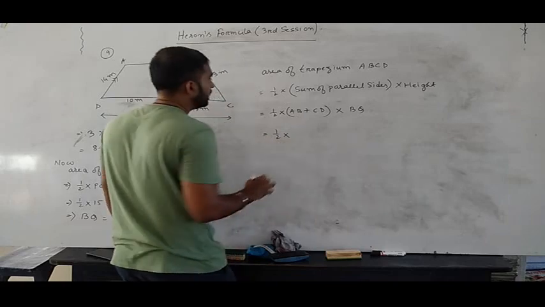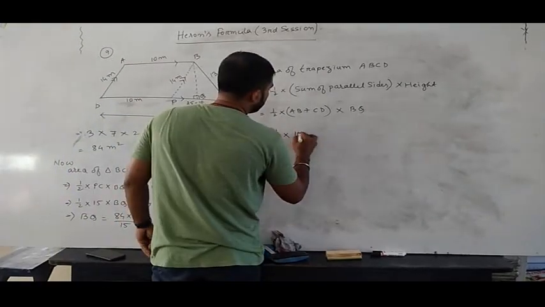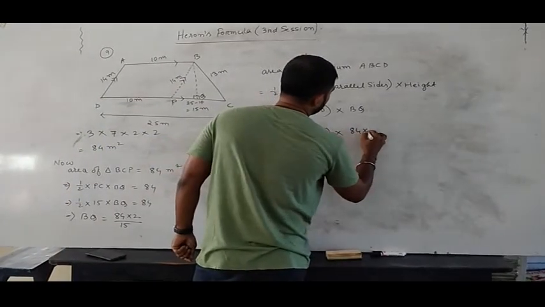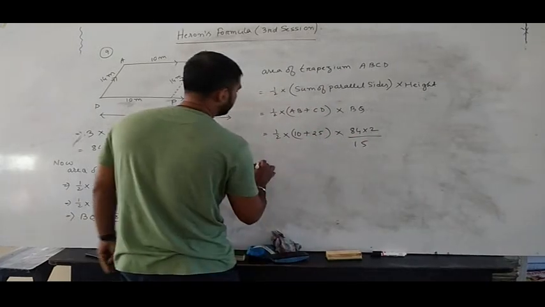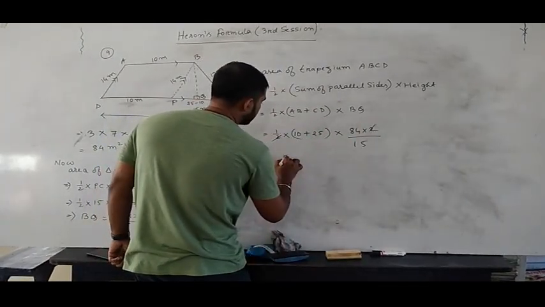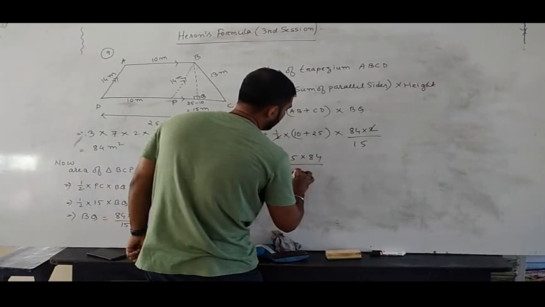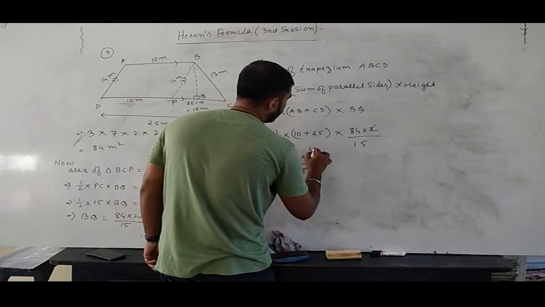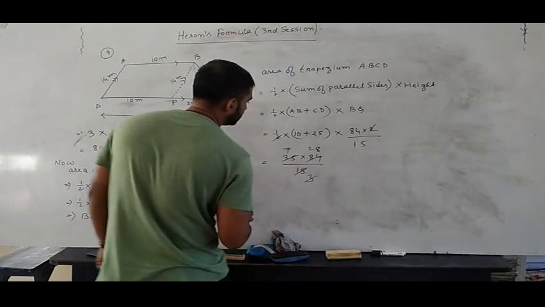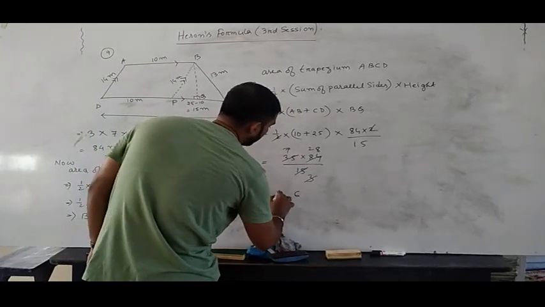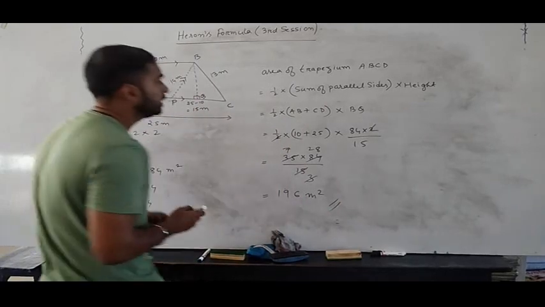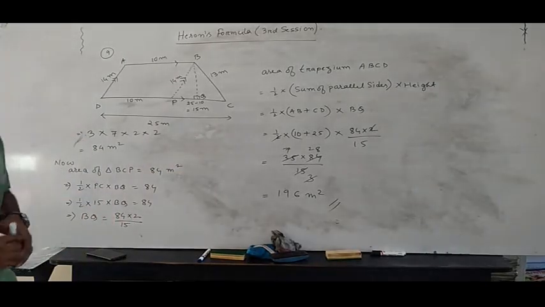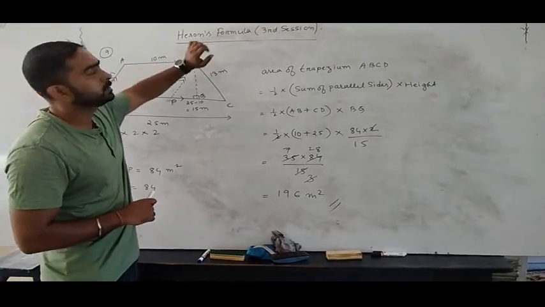So half into AB plus CD. AB means 10, CD means 25, and BQ means 84 into 2 divided by 15. So 2 to cancel, that is 35 into 84 divided by 15. 5 3s are 15, 5 7s are 35, 3 2s are 6, that is 8, 6 4s are 196 square meter is the area. That's all. So this is question number 9, and previous one question number 3. So the Heron's formula is finished. Done. Thank you.